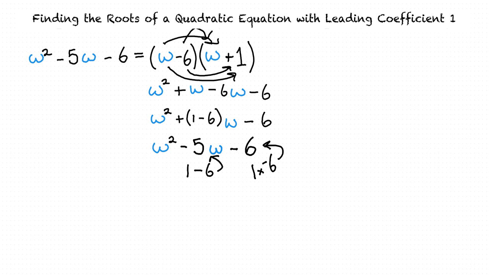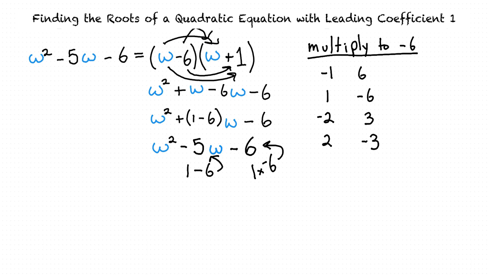So if we wanted to work backwards, we could think about what are two numbers that would multiply to this number, -6, and add to -5. Let's think of all the numbers that multiply to -6. Since -6 is a negative number, we know one of these factors will be negative and one will be positive. Here I've listed all the numbers that multiply to -6. We could do -1 times 6, 1 times -6, -2 times 3, and 2 times -3.